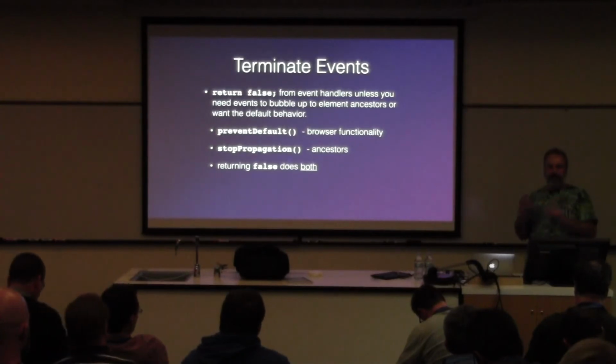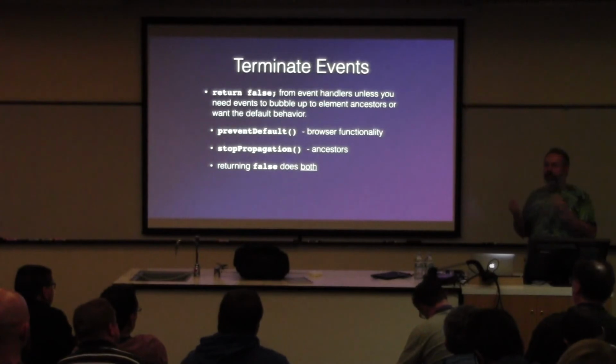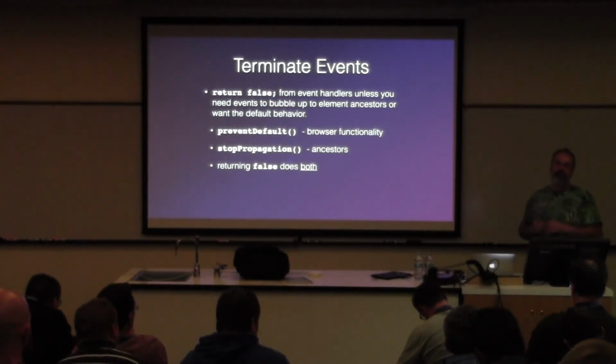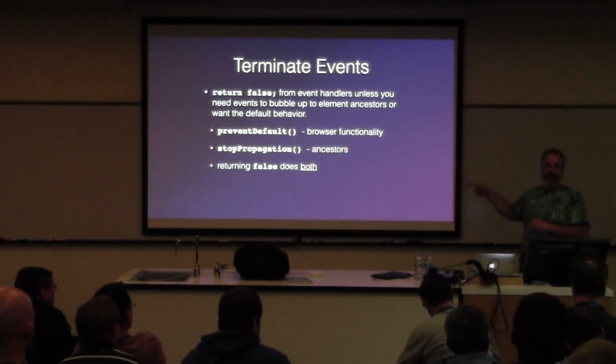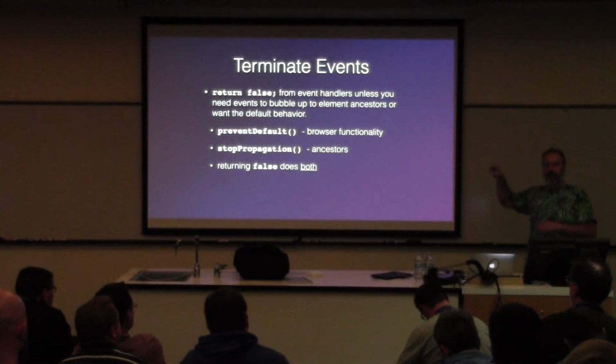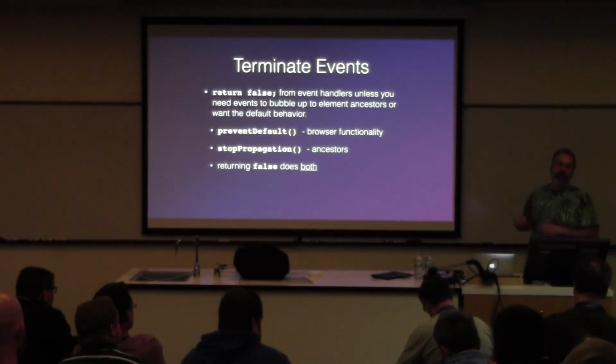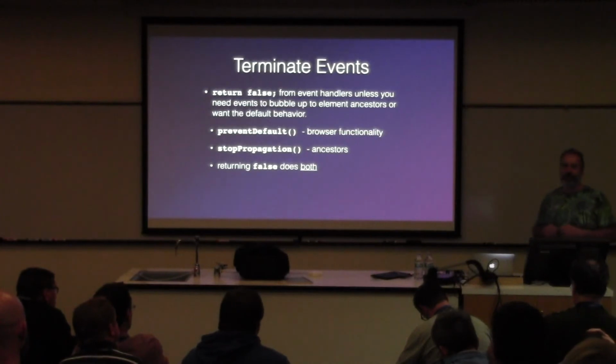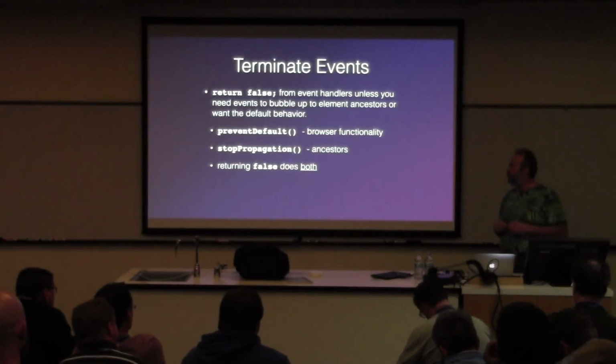Sometimes you need some behavior that's a little weird, like you don't want the default, but you do want the bubbling, and so you can just call those methods. Those are methods of the event object that your handler's passed. So you have to put a parameter in your handler and call those on the event. Or I actually think there's a global that holds the current event, but I don't ever use that.